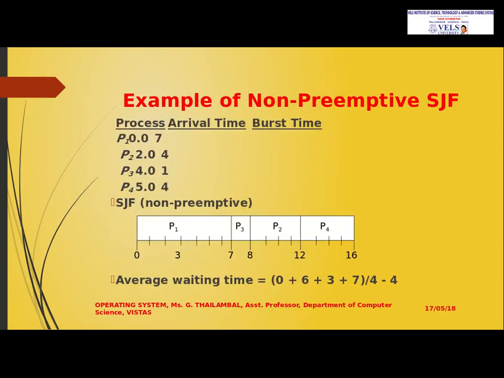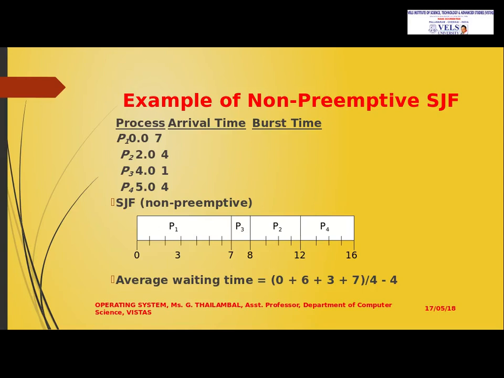So we will see one example for that. We have 4 processes, P1, P2, P3 and P4, and for each we have an arrival time and a burst time. Arrival time is 0.0 for P1 and burst time is 7; P2 is 2.0 and 4; P3 is 4.0 and 1; and P4 is 5.0 and 4. So we are going to allocate according to the non-preemptive method now. It starts from the 0th millisecond, and whichever has the shortest burst time needs to be allocated first. So we are allocating P1.